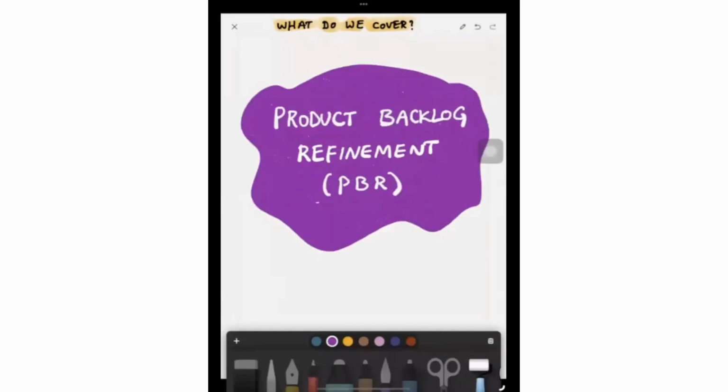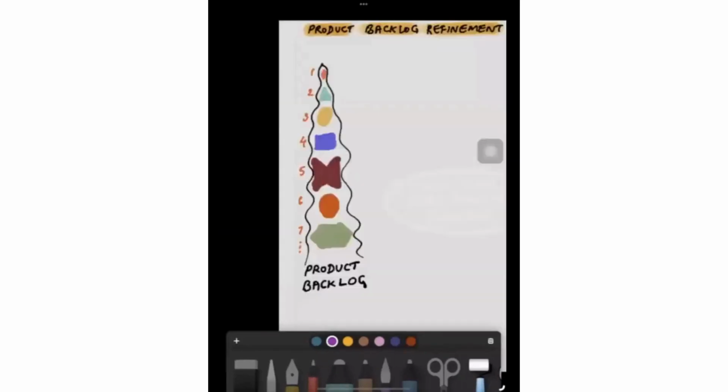In today's video, we're going to discuss product backlog refinement. What's the process of the backlog refinement? What are some best practices, tips, some anti-patterns? When is the best time to have the backlog refinement? These are the things we're going to discuss.